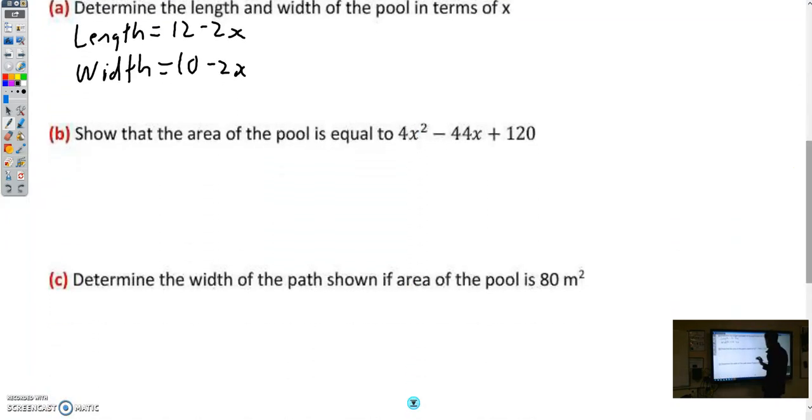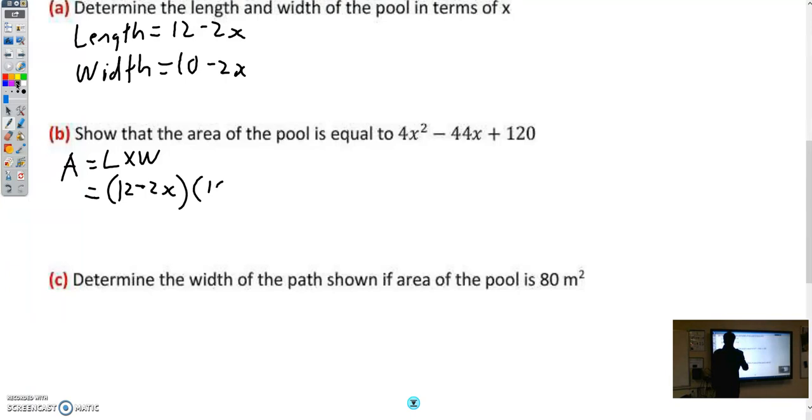Show that the area of the pool is equal to 4x squared minus 44x plus 120. Now, keep an eye out for this word here, show. In these questions, it's really important that you show every single step, as there are no marks for presenting this equation here. It's already been given to you. You will only get marks for working out. So, I'm going to start off by saying that the area of the pool is equal to its length times its width, which in this case is going to be 12 minus 2x multiplied by 10 minus 2x, which we've gotten from our answer in A.